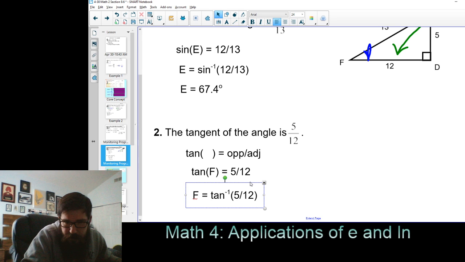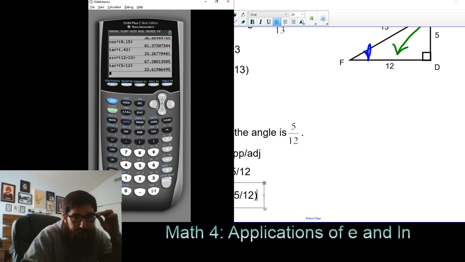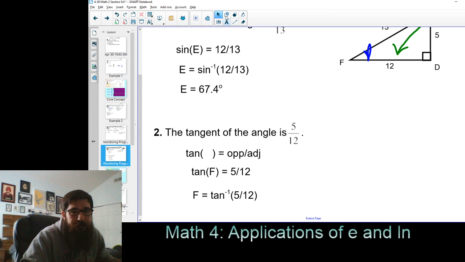So we have inverse tangent of 5 over 12. I'm going to do second tan to get to that inverse. I'm going to type 5 divided by 12. 22 point, that's going to be a 6 because the 1 isn't going to round it up enough. What did I say, 22.6? Yep.